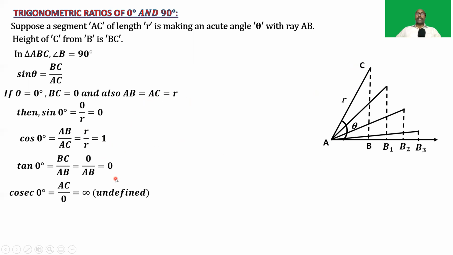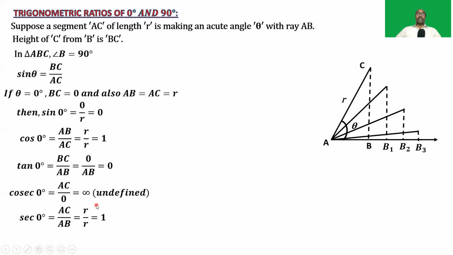And cosec 0 degrees. Cosec 0 degrees is the hypotenuse by the side opposite to theta. So here the hypotenuse is AC and the side opposite to theta is BC. So AC by BC, but we have here BC is equal to 0. So cosec 0 degrees is equal to AC by 0. But division by 0 is not possible. So AC by 0 is an undefined value.